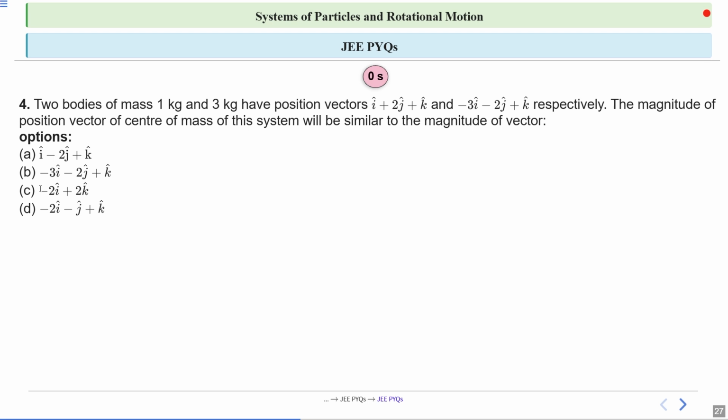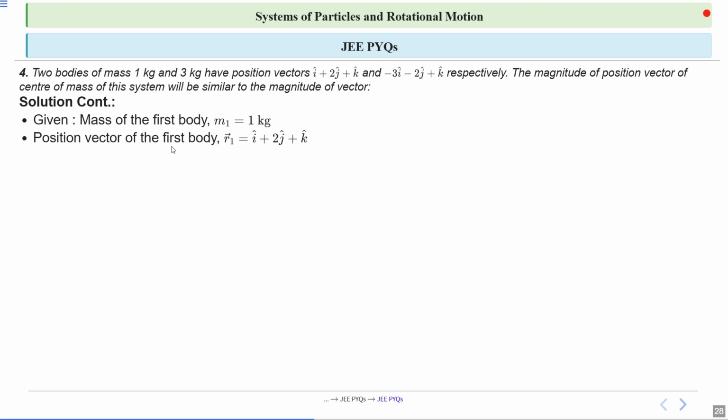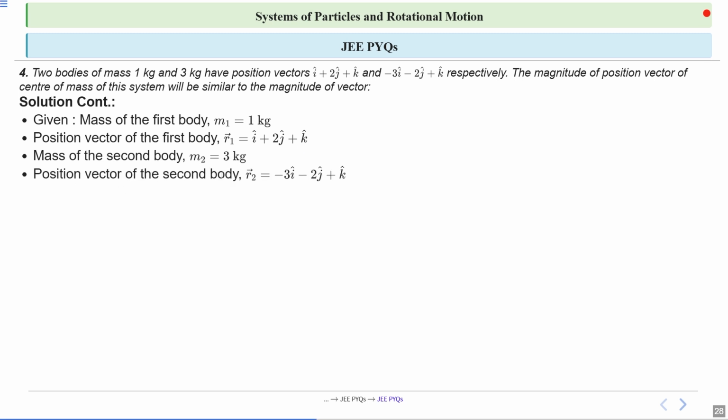Let's see the solution of this question. So, given mass of the body m1 equal to 1 kg and position vector of the first body, that is r1 equal to i cap plus 2j cap plus k cap, mass of the second body m2 equal to 3 kg and position vector of the second body r2 equal to minus 3i cap minus 2j cap plus k cap.